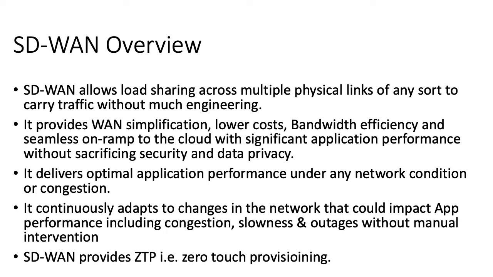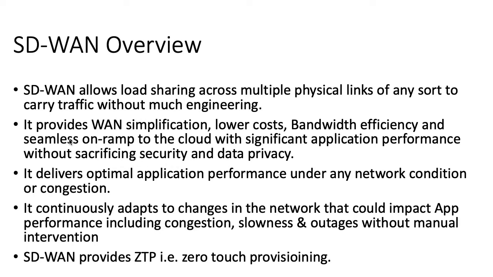The main purpose of SD-WAN is to do WAN simplification by lowering cost, because everything will be centralized, so the cost to operate and manage the WAN will be much less, right? Bandwidth efficiency, because you can do load sharing and effectively manage all of your internet links or MPLS links. Seamless on-ramp to the cloud. On-ramp means access to the cloud, because we are using cloud-based SaaS applications, so the application's performance will be enhanced, and also there will not be any security breach or data privacy issues. Means no sacrifice of security.